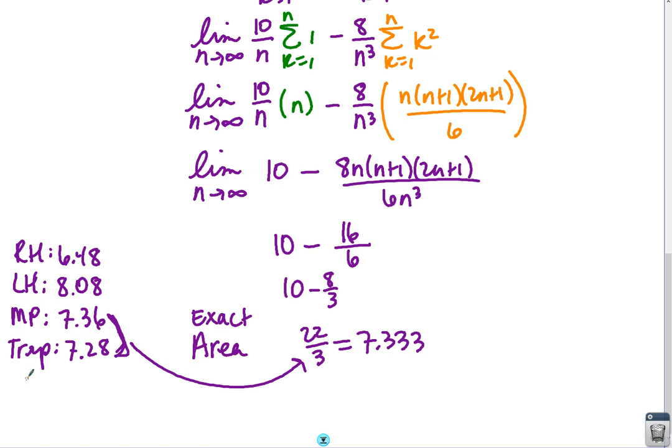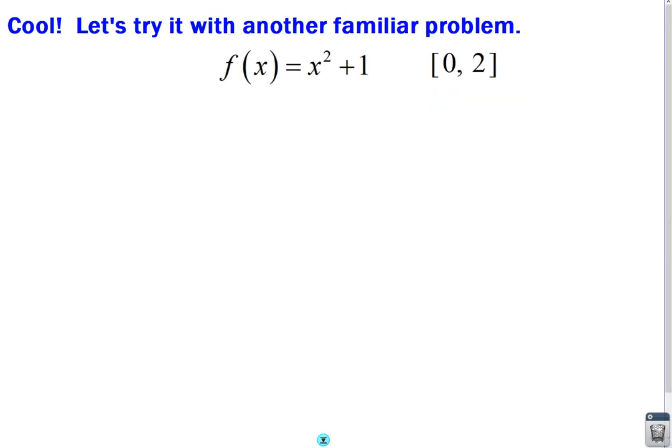This was kind of a lot to take in, fully aware. So here's what I want you to do. I want you to pause the video and try this one on your own. It's a very familiar problem, x squared plus 1. It's a parabola, we know what it looks like. I will walk you through it afterwards, but I want you to see if you can do this on your own using the same process we did on the last page.